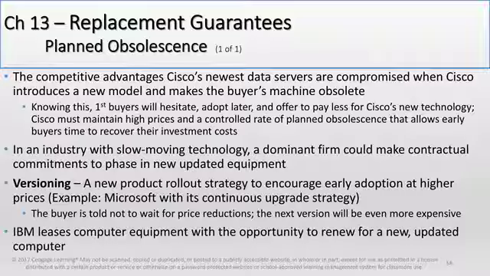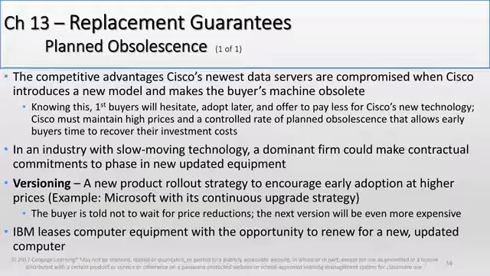3. Why traditional fixes don't work for fast tech. Contractual commitments to slow down upgrades work in slow tech industries like trucks or cars, but it won't work for fast-moving industries like data servers. 4. Strategic solutions for planned obsolescence.